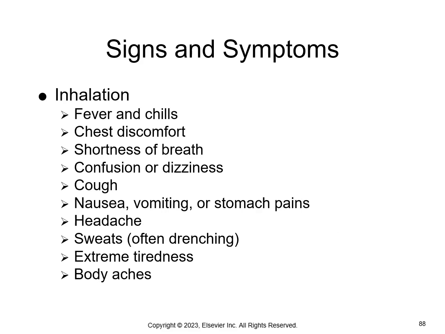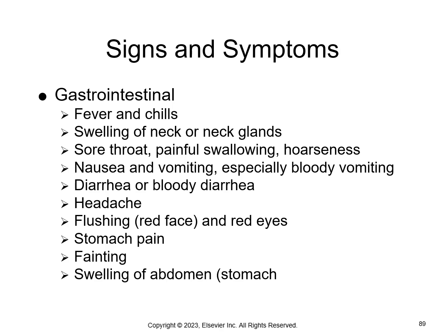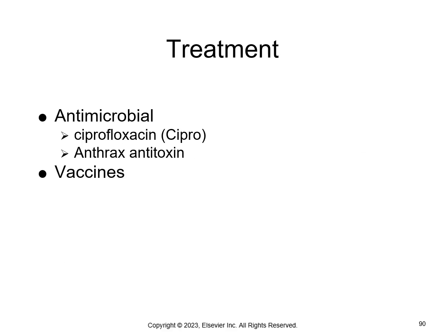With the inhalation type, we'll see fever, chills, chest discomfort, shortness of breath, confusion, cough, nausea, vomiting, stomach pains, headaches, sweats, tiredness, or body aches. And with the GI form, fevers, chills, swelling of the neck or neck glands, sore throat, nausea, diarrhea, headache, vomiting, flushing, red face, stomach pain, fainting, abdominal swelling. Again, you don't need to know treatments here. You need to know the cause and what it looks like.